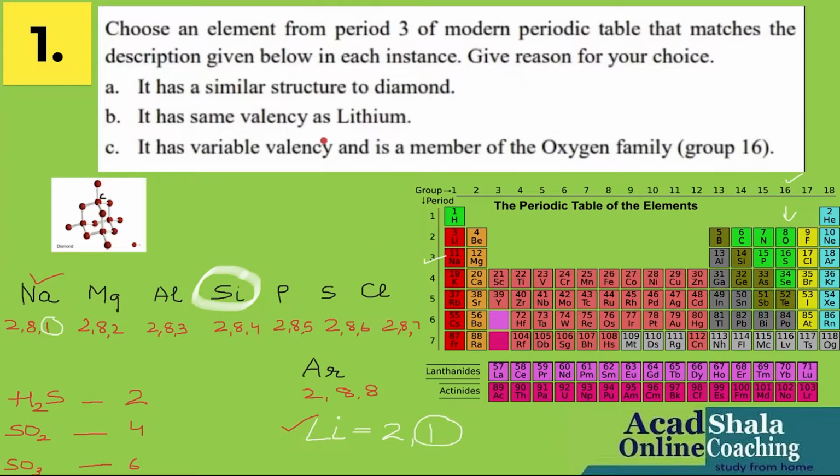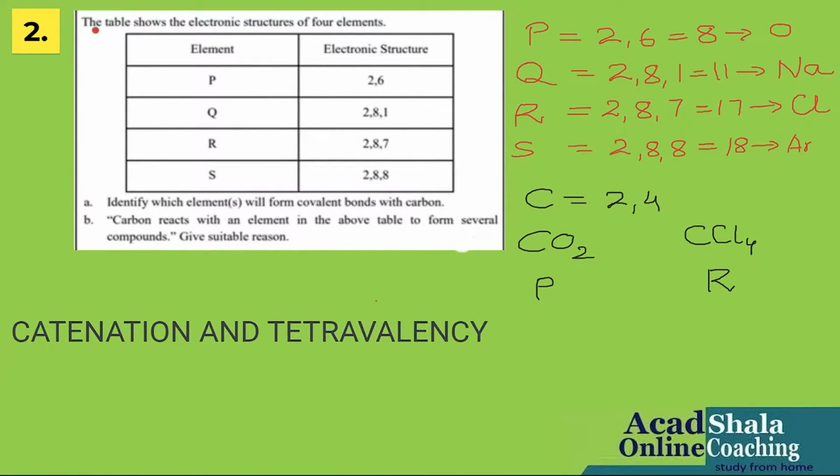So students, this way you should do the question step by step, and it will always be correct. You will never go wrong. Okay. Now the next question says, the table shows the electronic structures of 4 elements.